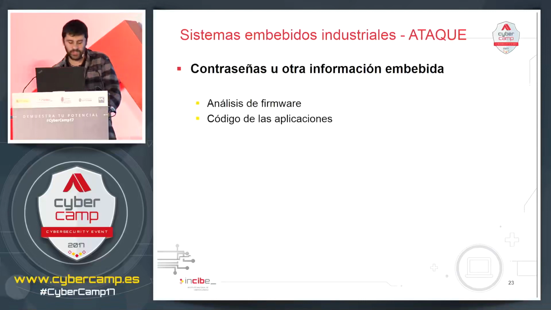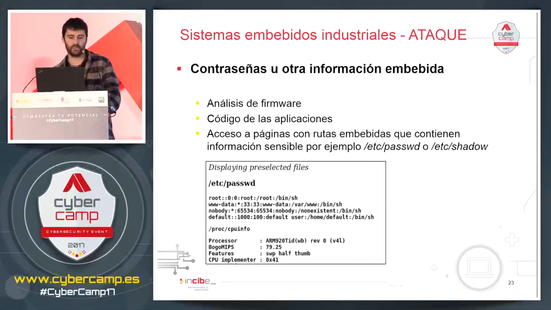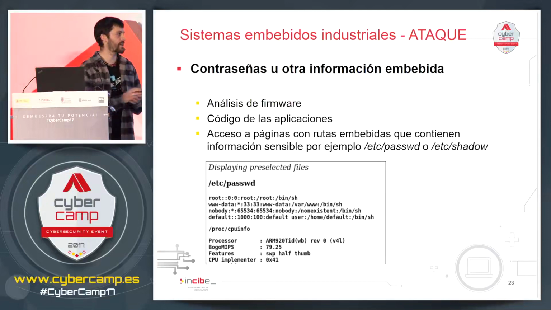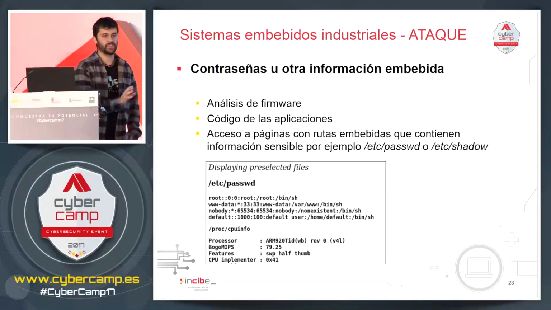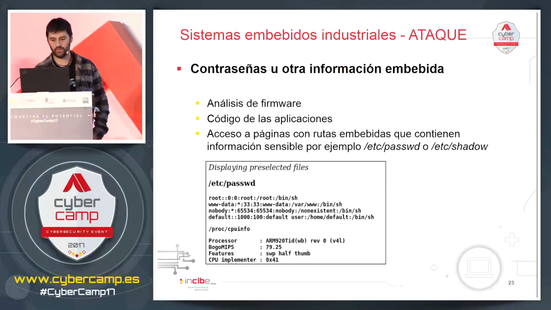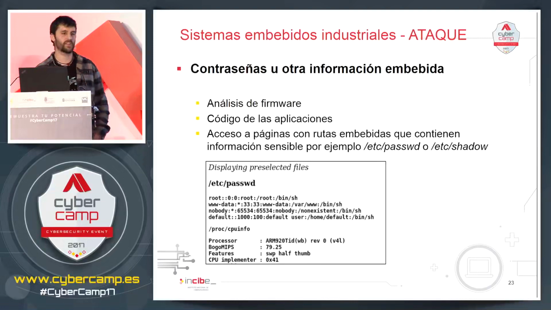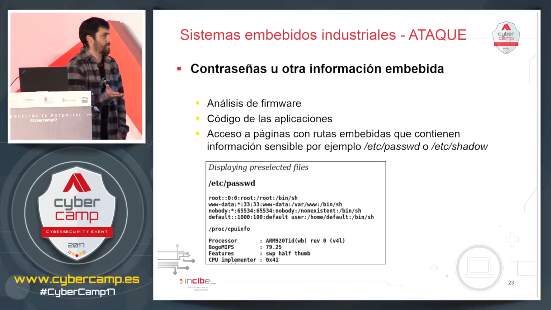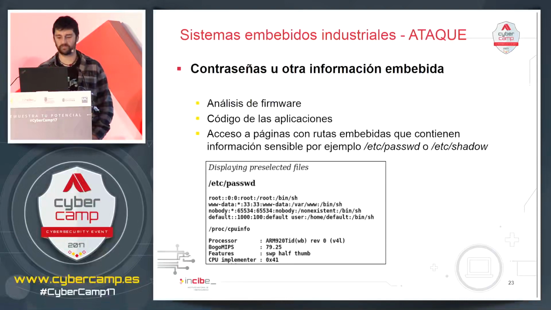Application codes with embedded passwords, embedded information, routes. This was an access to a website. The web application had an embedded route. Like the proc CPU info, which also shows you the etc passwd or the etc shadow, okay? So you have it there to search for information, data leakage, whatever you want, whatever may occur to you, okay?